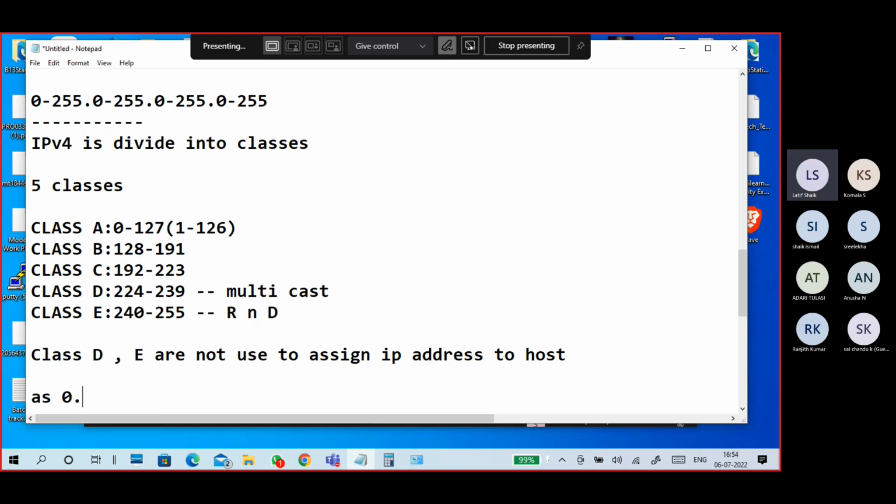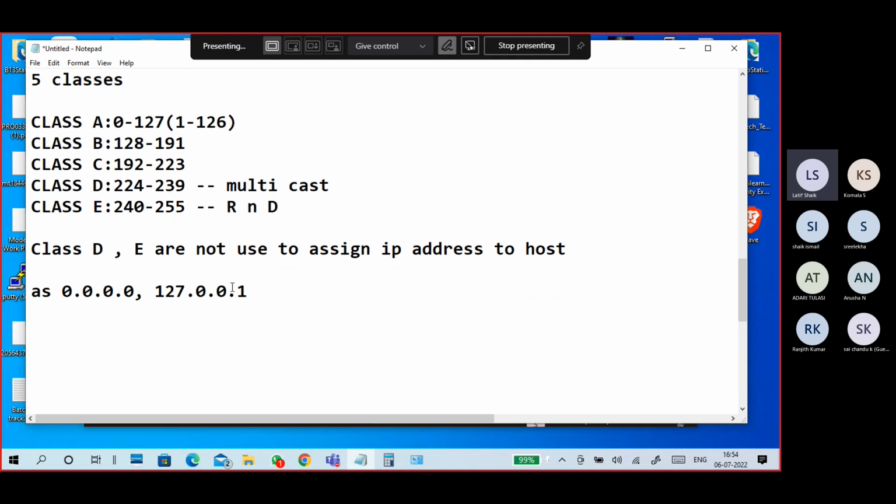Same for 0.0.0.0 and 127.0.0.1: don't assign them to your host. Host means NIC. Don't use it, it is there by default. Also we don't use 169.254.x.x. Why? Because it's the automatic private IP address, APIPA.